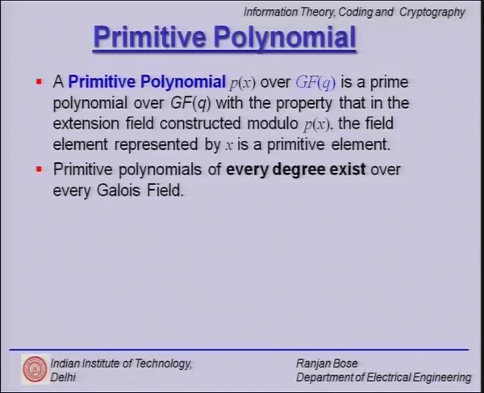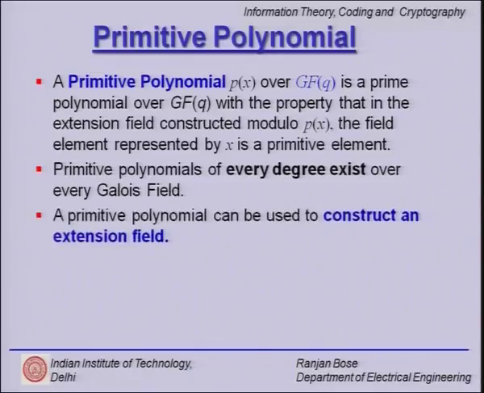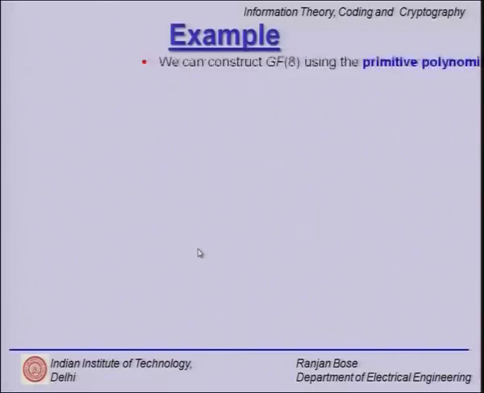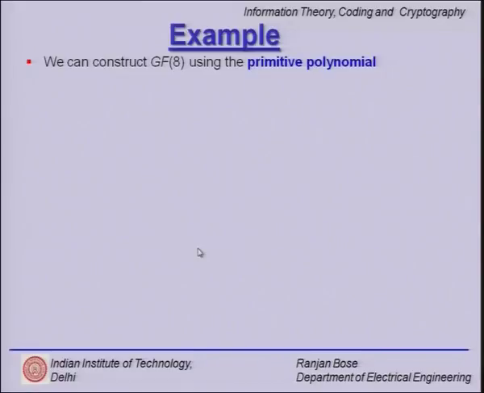Please note, primitive polynomials of every degree exist over every Galois field. And since this is the definition, a primitive polynomial can easily be used to construct an extension field. Let us look at an example because the definition was slightly convoluted. So let us construct GF8 using the primitive polynomial p(x) equal to x cubed plus x plus 1. You can check that it is a prime polynomial over GF2, and we wish to construct the extension field GF8. So let us say alpha is my primitive element.